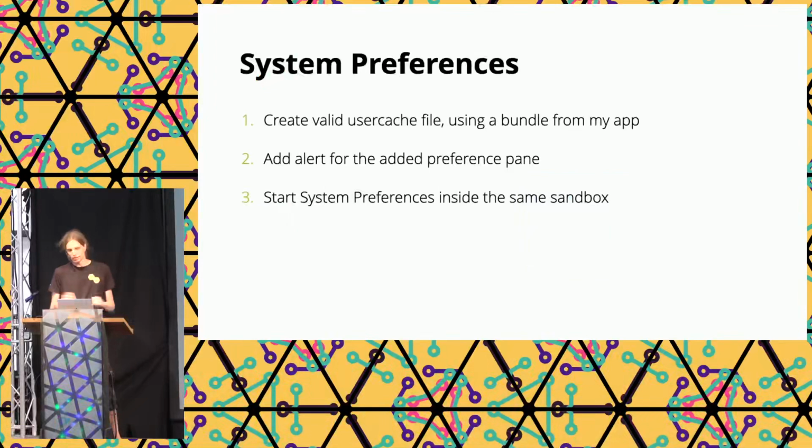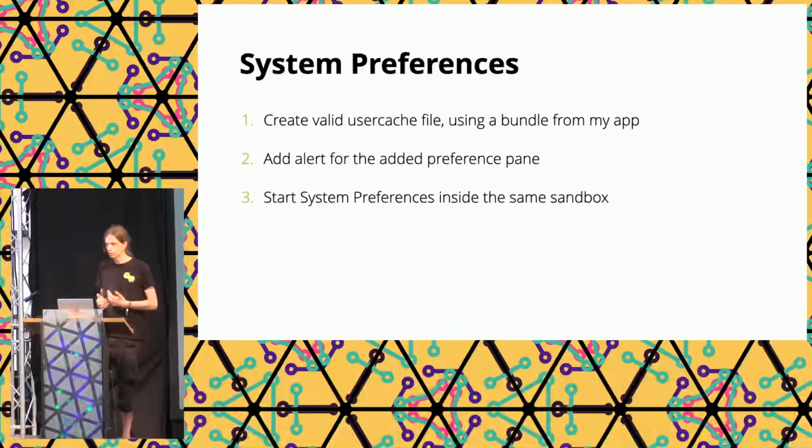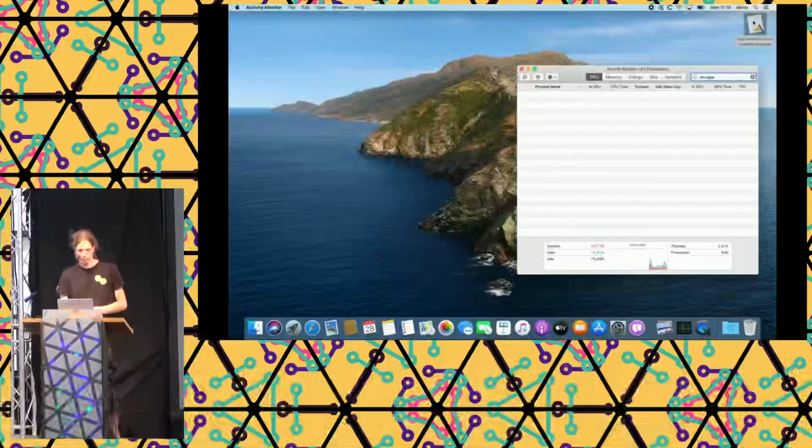So basically the attack is as follows. I create a new cache file that says that there's a new bundle as a new plugin. I add an alert for it, and then I start System Preferences within the same sandbox, which means that it loads that plugin into something else, into an unsandboxed application, and therefore my code is running unsandboxed. You also have a video of that.